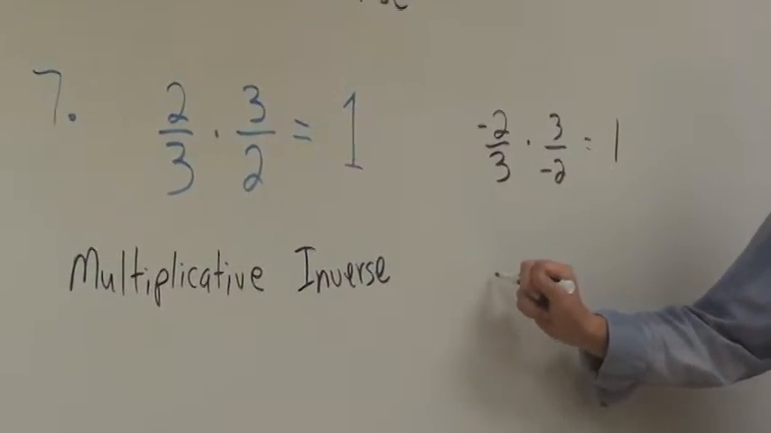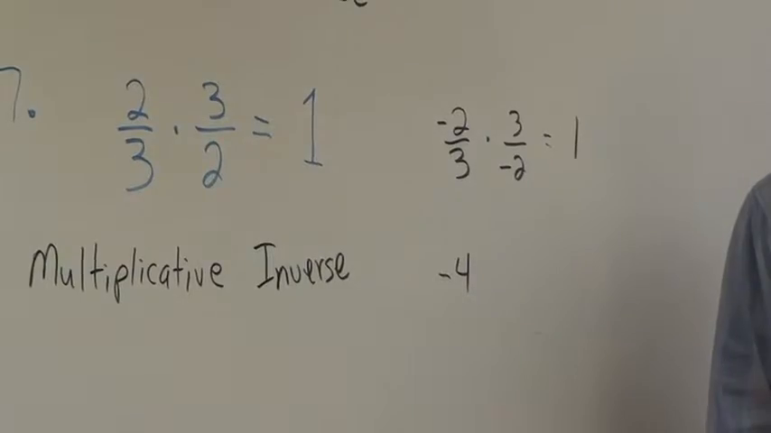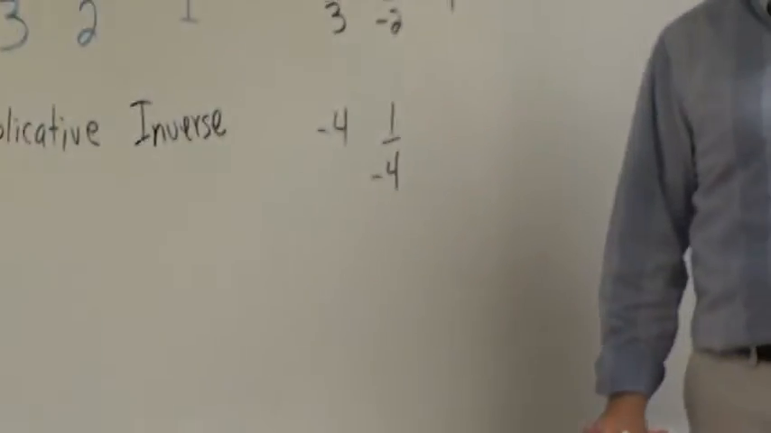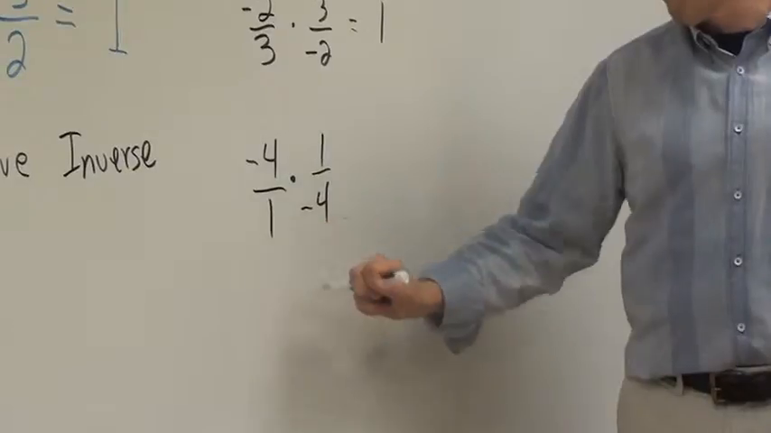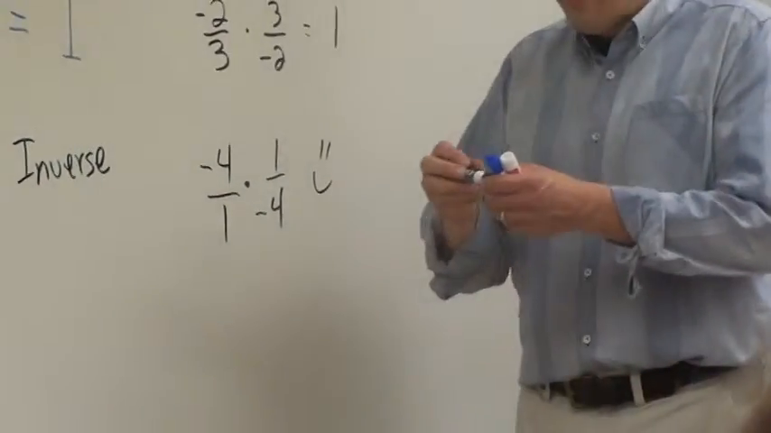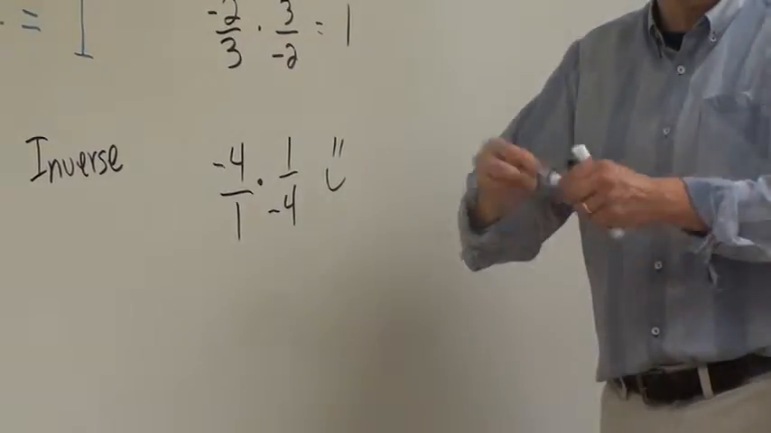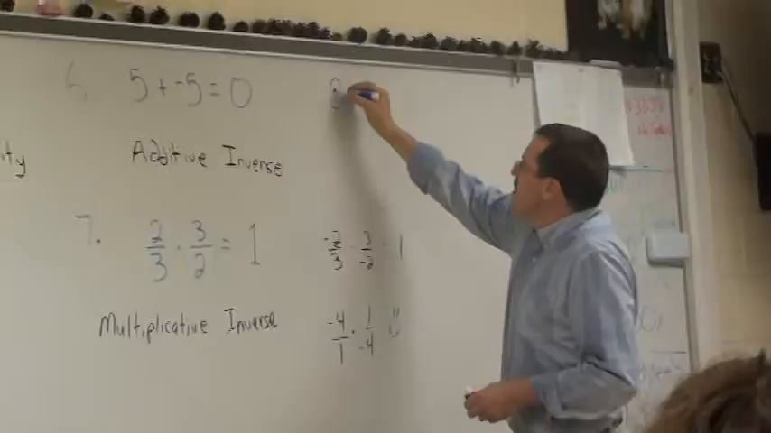Okay, here's a little tougher one. What is a multiplicative inverse of negative 4? 1 over negative 4? Is he right? Well, let's put the times in, and this really is over what? 1, so yeah, you got it. You got one right today, Cody. Alright, number 8.